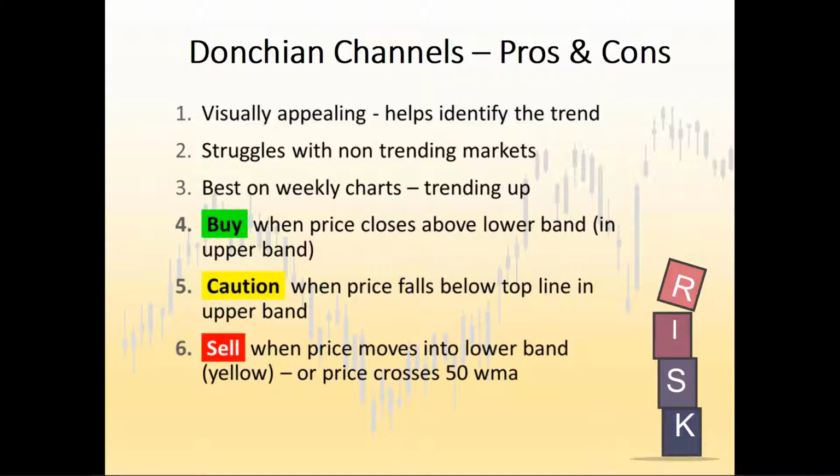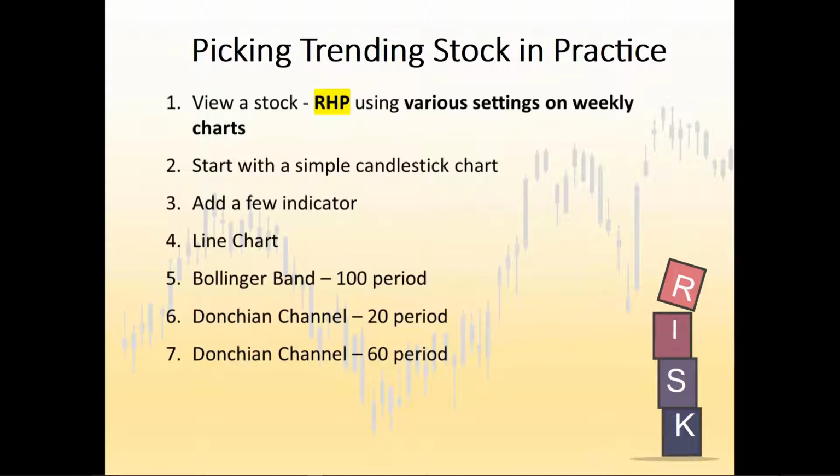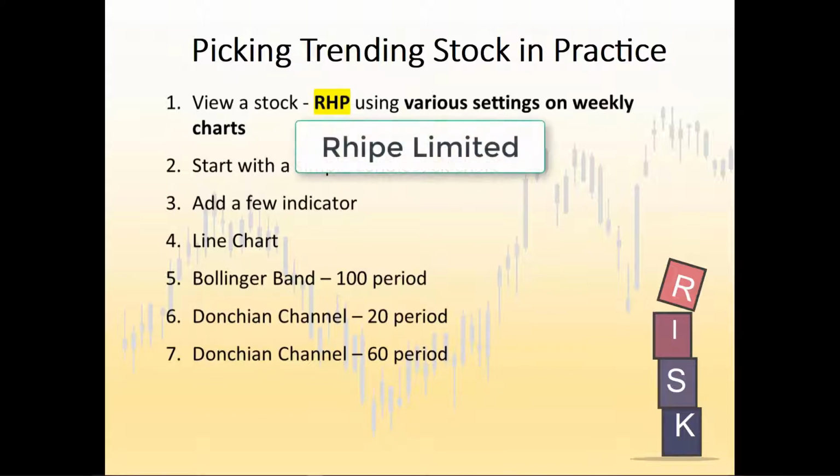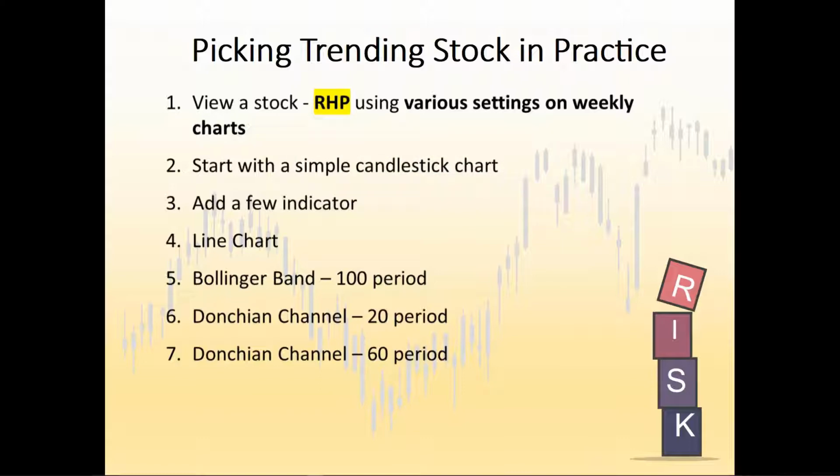And so we should now look at a couple of examples. Go to the next slide, please, Robert. So this one I'm going to look at a stock called RHP. It's called RIPE, and used various settings. I'm going to look at it using a simple candlestick chart, add a few indicators, look at it as a line chart, look at it as a Bollinger Band 100 period, look at it as a Donchian Channel 20 period, and look at it as a Donchian Channel 60 period. So it's the same stock, same time period, everything. It's a weekly chart.